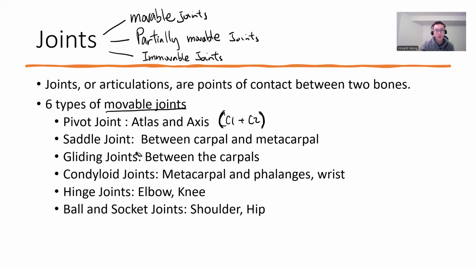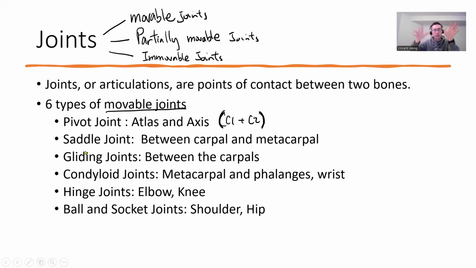A saddle joint is, for example, between carpals and metacarpals. Carpals is the wrist, and metacarpals are the bones at the back of the hand, right? These allow you to move the hand like that. It's not really full rotation. If you try to do full rotation slowly and forcefully, you hear a click as the joint snaps from one position to another. That's a saddle joint.